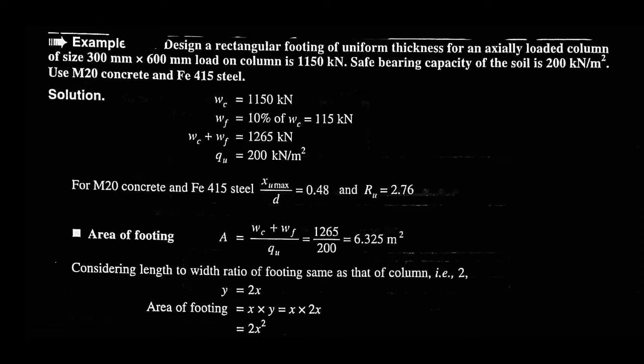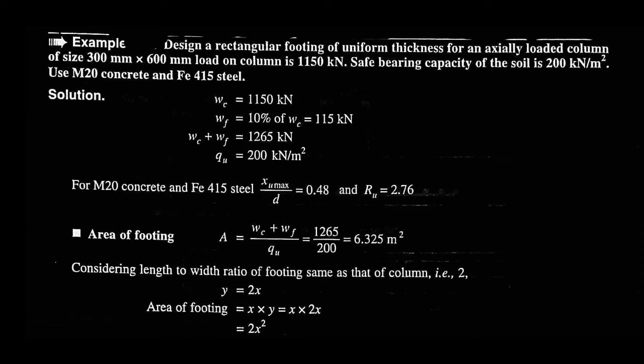Load on column is 1150 kilonewton. Safe bearing capacity of soil is 200 kilonewton per meter square. Use M20 concrete and Fe415 steel.